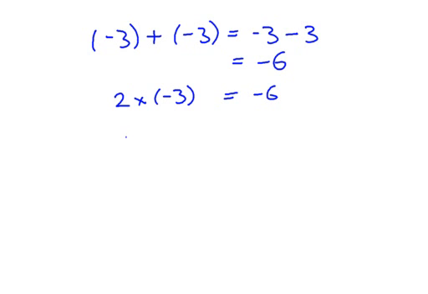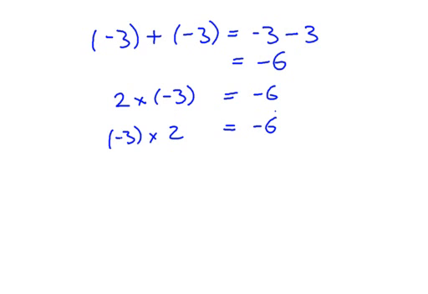Now, the order of multiplication doesn't matter, so this is the same as minus 3 times 2, which is still going to be minus 6. So the rule for a negative number times a positive number should be that it gives a negative number. And that's the rule. If the signs are different, then the result is negative.